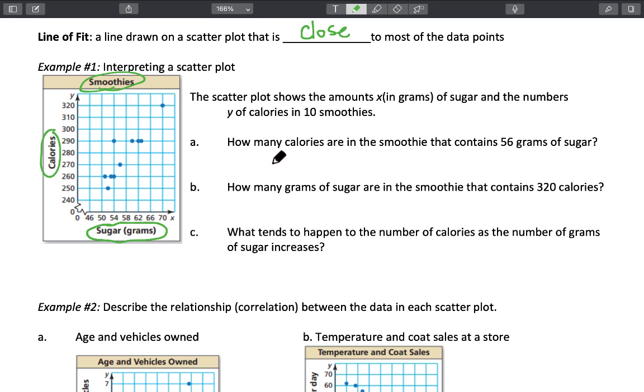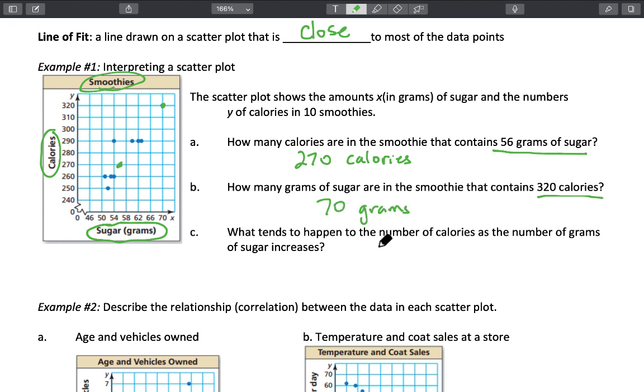It says how many calories are in the smoothie that contains 56 grams of sugar. So we're going to find that here over on our x-axis, 56 grams. If I come up, I see my dot. It looks like it's going to be 270 calories. All right, part B says how many grams of sugar are in the smoothie that contains 320 calories. Now I'm going to locate the 320 on my y-axis, come across, find here's my smoothie, and come down, and I see that that's got 70 grams of sugar.